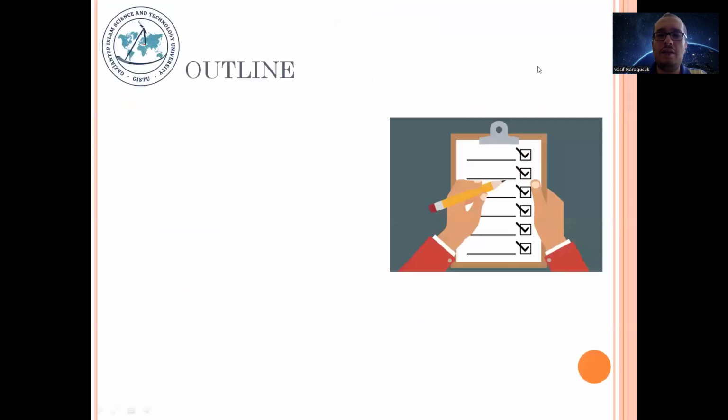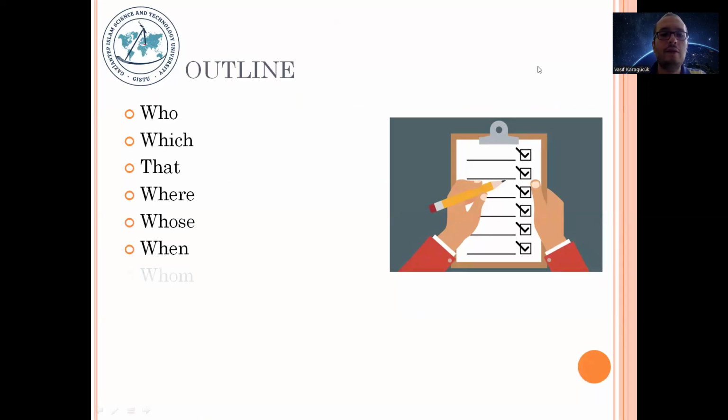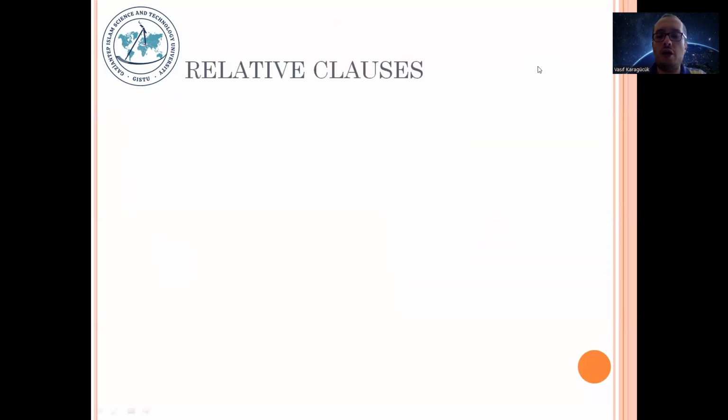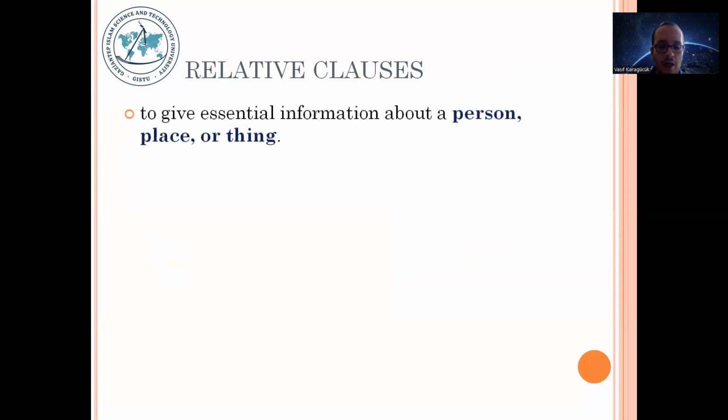Let's have a look at the outline of my slideshow. We will learn about who, which, that, where, whose, when, whom. So, let's have a look at relative clauses. We use relative clauses to give essential information about a person, place, or thing.